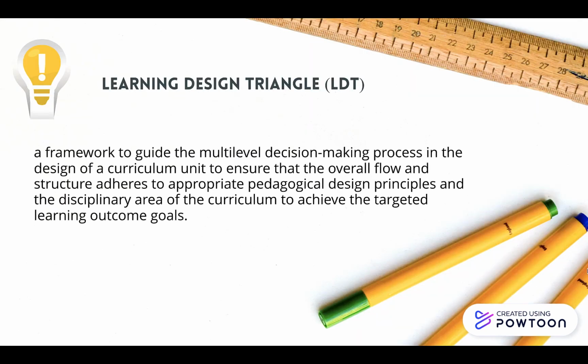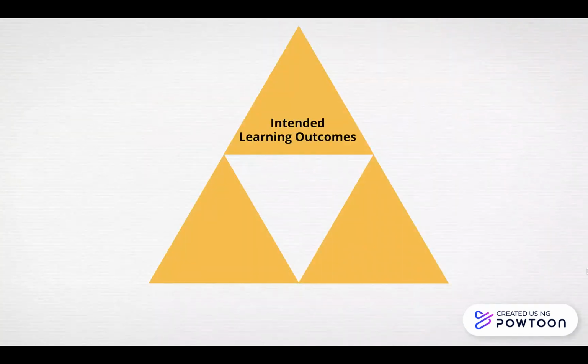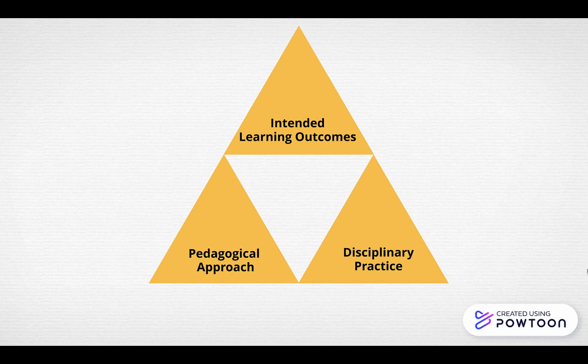The Learning Design Triangle, LDT, is a framework to guide the multilevel decision-making process in the design of curriculum units to ensure that the overall flow and structure adheres to appropriate pedagogical design principles and the disciplinary area of the curriculum to achieve the targeted learning outcome goals. The LDT connects three key components: intended learning outcomes, pedagogical approach, and disciplinary practice for providing an explicit anchor to structure and plan the sequence of curriculum components.